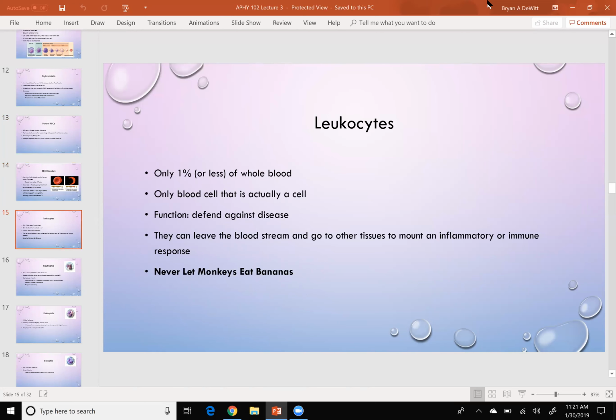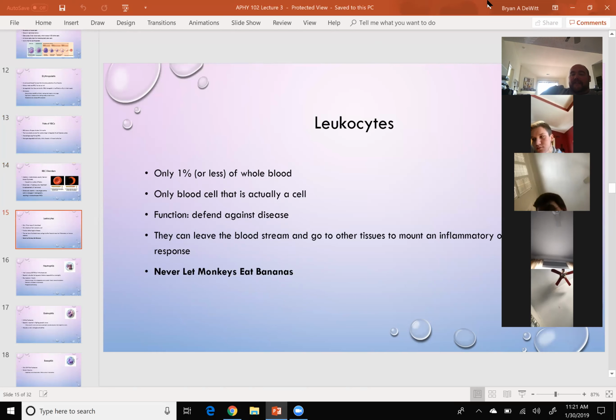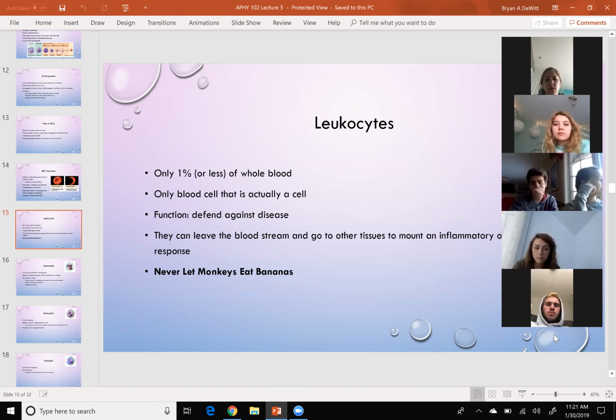Okay, what I really want to talk to you guys about today, more than red blood cells, are leukocytes. Leukocytes make my heart really, really happy. Hopefully they make your heart really happy too. White blood cells are pretty dope because they make up less than 1% of your blood. They're the only actual complete cell in your blood, and they defend against disease. But the way your white blood cells work is not necessarily intuitive.